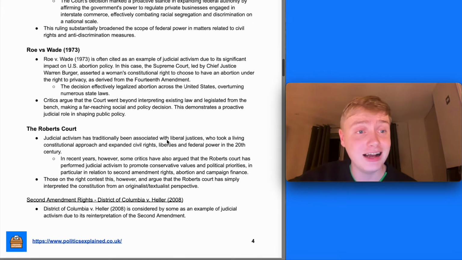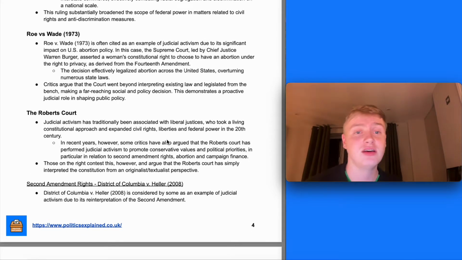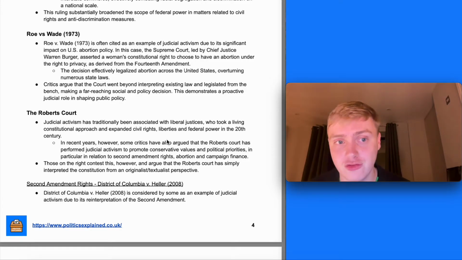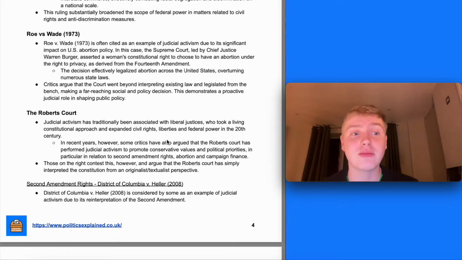Other key examples of judicial activism are Roe versus Wade, which is often cited due to its significant impact on US abortion policy. In this case, led by Chief Justice Burger, it asserted that there was a constitutional right for a woman to choose to have an abortion under the right to privacy derived from the 14th Amendment. And this decision effectively legalized abortion across the United States, overturning numerous state rules. Critics argue that the court went beyond interpreting existing law and legislated from the bench, making a far-reaching social and policy decision. This demonstrates a proactive judicial role in shaping public policy.